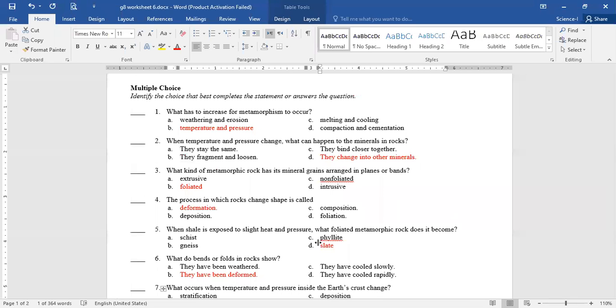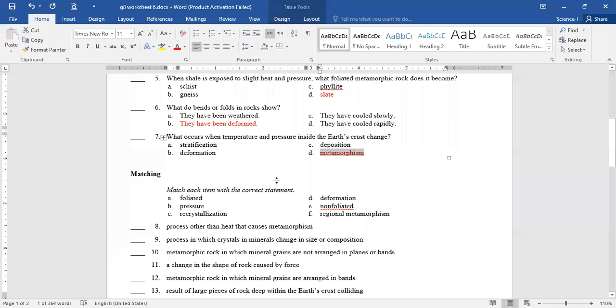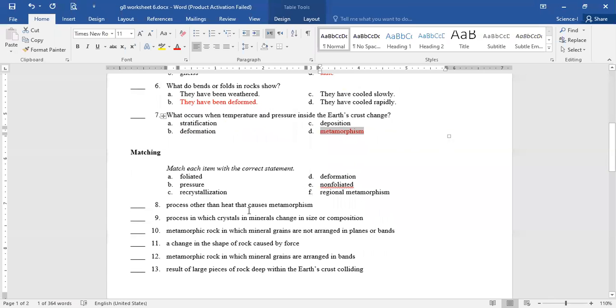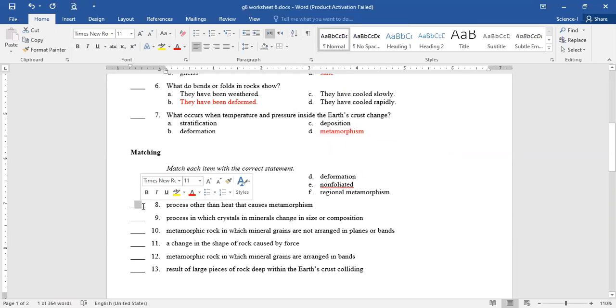Okay, let's pass to the second type of questions, where we try to match these definitions or words to the corresponding sentences. Process other than heat that causes metamorphism. What could cause metamorphism besides heat? What else causes change in a rock? So Maya. Pressure. So B. Good.